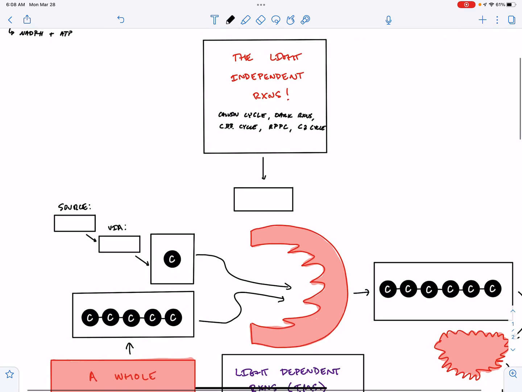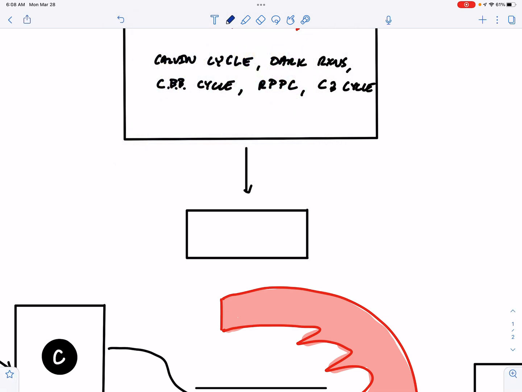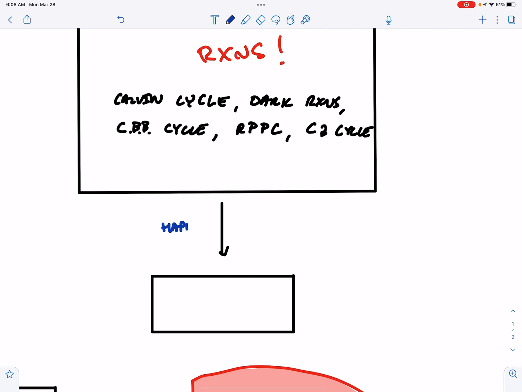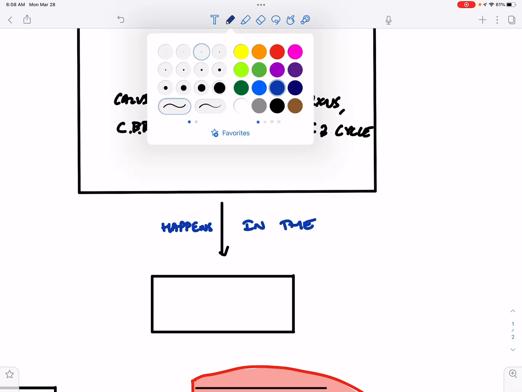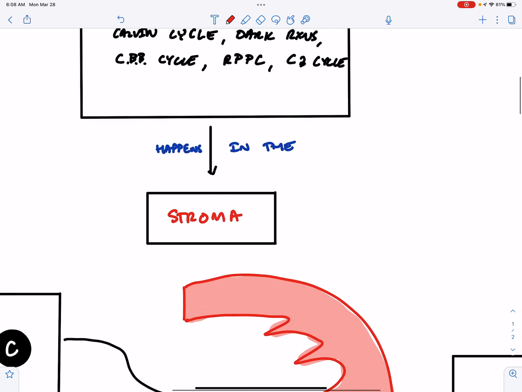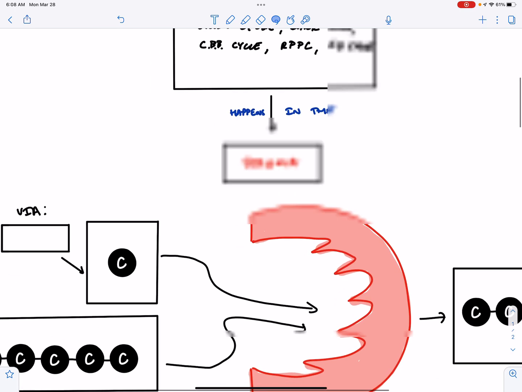Okay, but it's all the same thing. It happens in the stroma. So that jelly-like space that's in between the inner membrane of the chloroplast and the thylakoid membrane system, this is where the reactions are taking place, in the stroma.